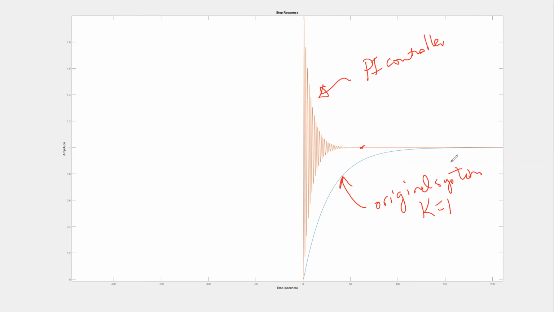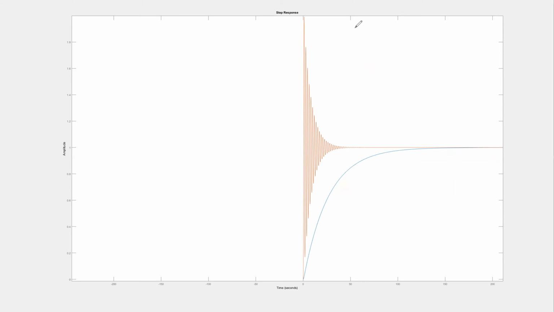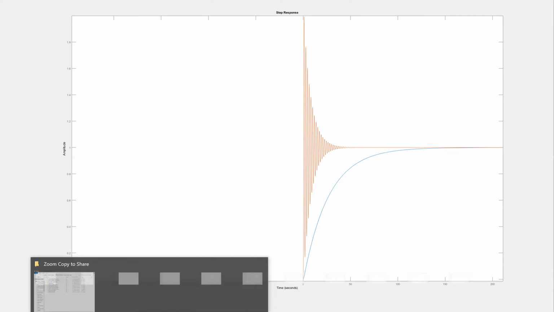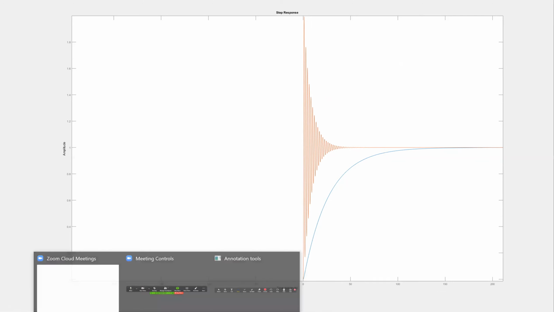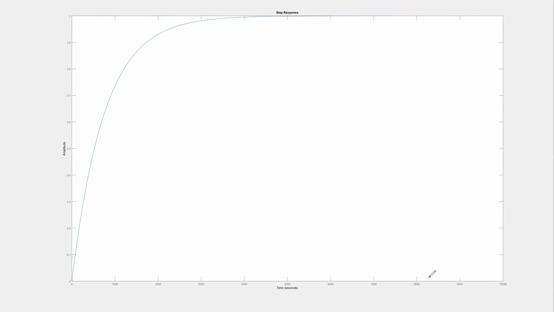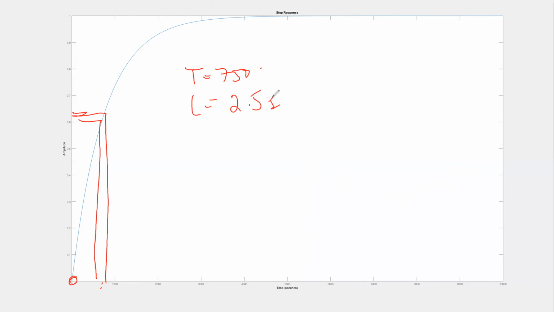Okay, and so to go back to our process reaction method, we have a system that we've given a bump to. So this system is the open loop system that has been given the bump. And if we zoom in, we can read the delay time there, and we can read the time constant here, 63%. Okay, so I will tell you right now that the time constant is 750 because that's what I set it to, and the delay is 2.5 seconds.